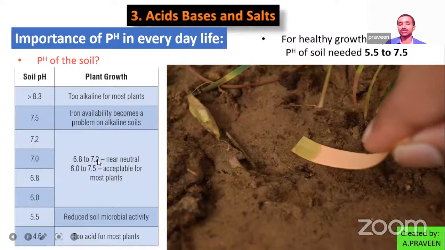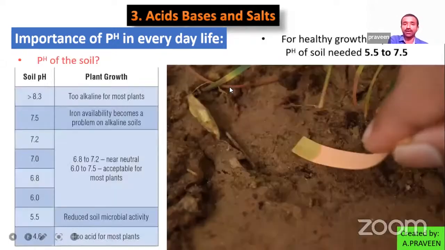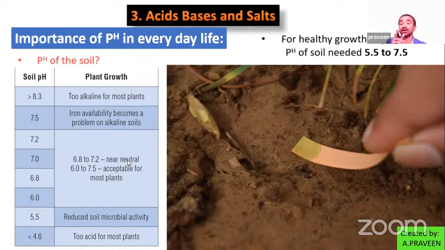Right? Next, it is 6 to 7.5. Okay, here, near neutral, acceptable for most plants for their growth. If it is reduced to less than 5.5, right? What happens? The microbes decrease in the soil. Lower than 4.6, too acidic. So that affects the growth of plants and also affects the products from the plants. So this is the importance of the pH of soil in our day-to-day life.